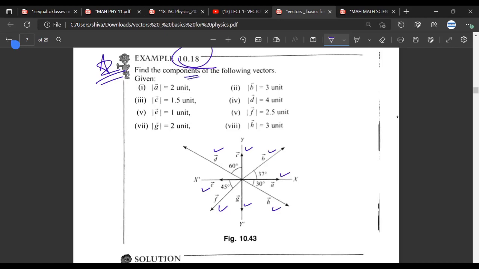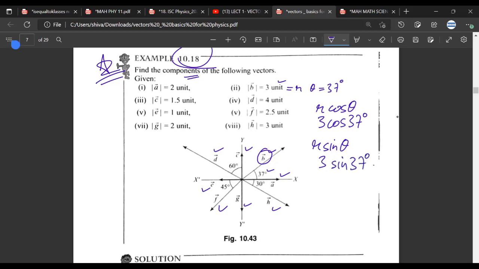What they are saying is, find the components of the following vectors. For example, if there is a vector like B, which makes an angle of 37 degrees with the x-axis, and the length of B is 3 units. Basically, this length is r, and this theta is 37 degrees. So all they are asking me is r cos theta and r sin theta. A simple answer would be 3 cos 37 degrees and 3 sin 37 degrees. So these are the two components.